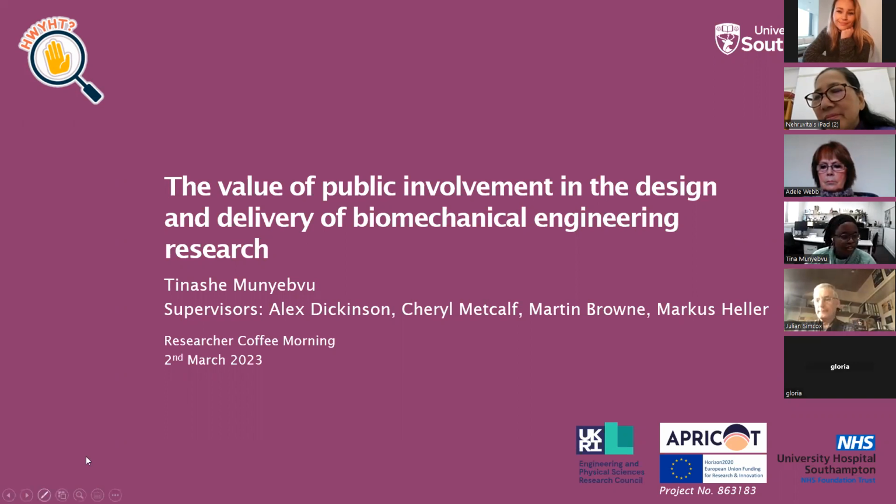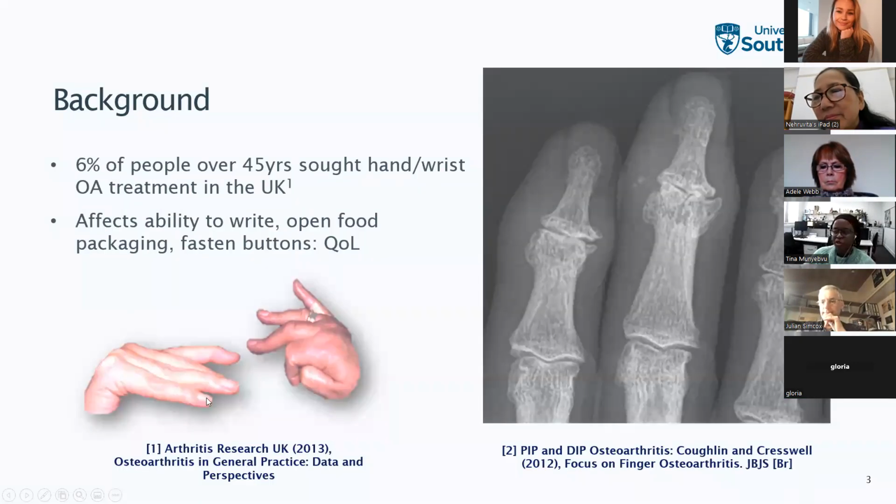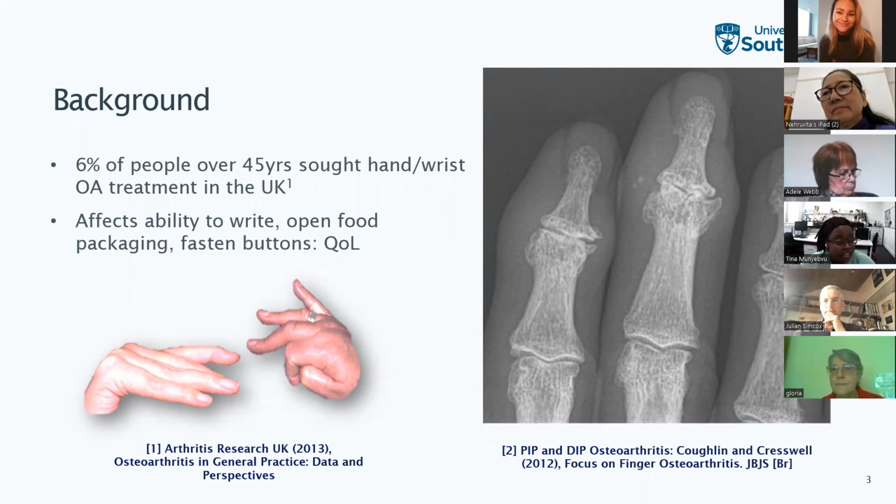So to introduce, we'll start off talking about the hand, which is the main focus. It's one of the most complex structures in the human body, and it can perform countless actions, including those that are crucial to our everyday lives. In 2013, it was recorded that more than 1.5 million people in the UK sought treatment for hand or wrist osteoarthritis. And this affects joint movement and function, compromising an individual's daily life.